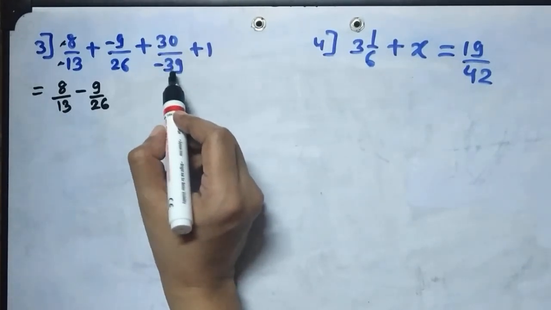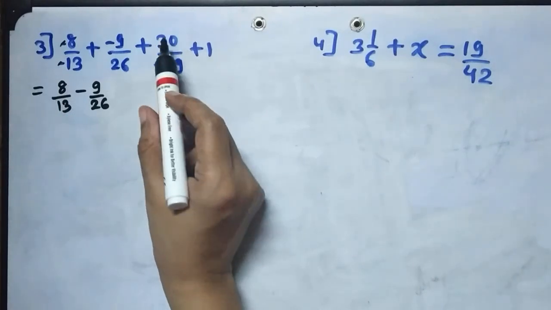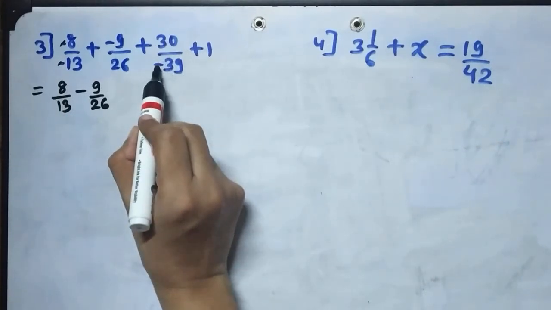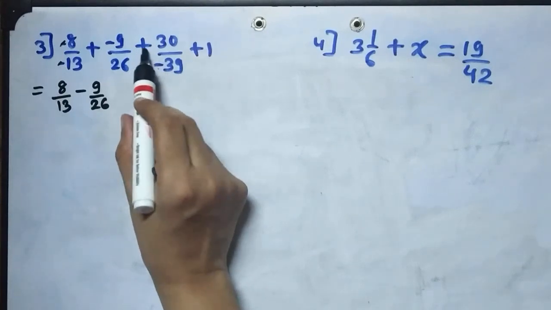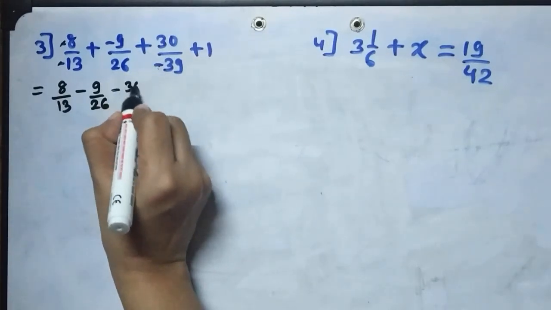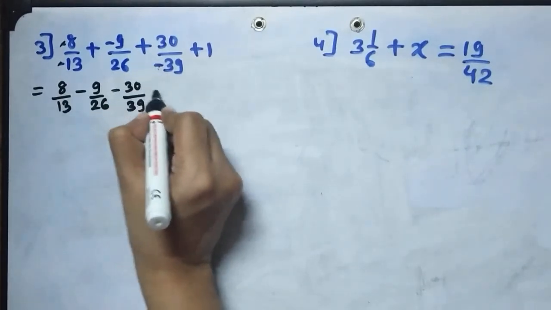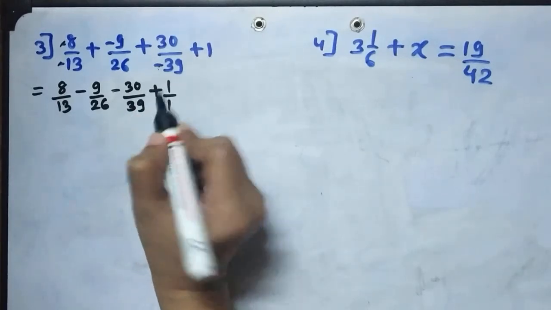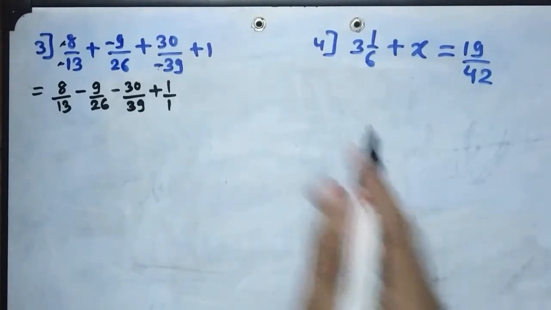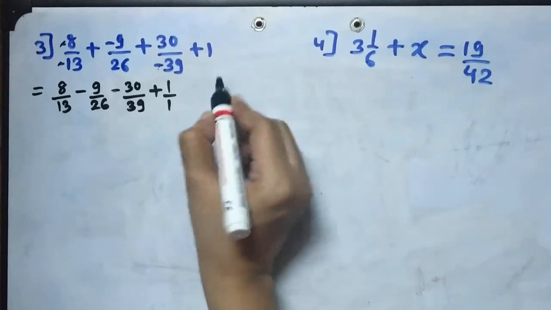To make it in standard form, the denominator should be positive and it should be in reduced form. But here you can give this minus sign, so it will become minus 30 upon 39, plus 1. Plus 1 is nothing but plus 1 by 1. So now we'll take the LCM of all these.